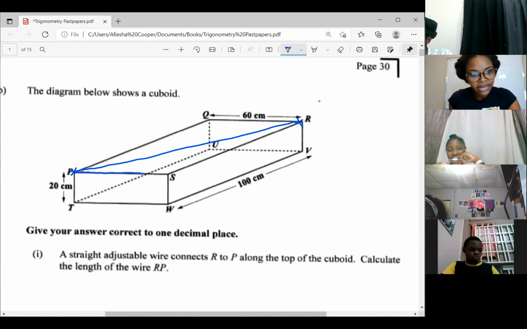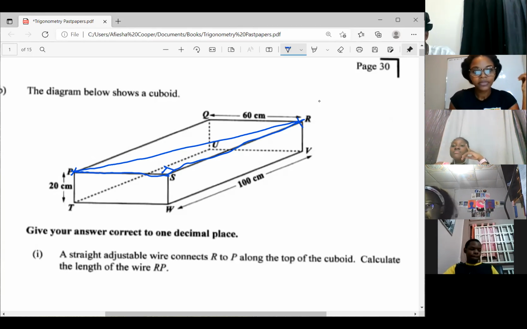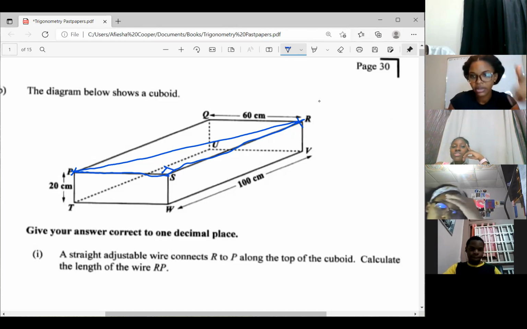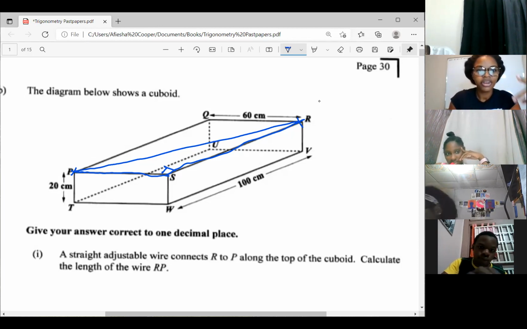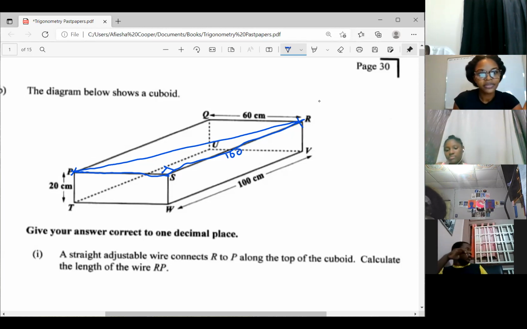So we see we have a PS and we have an SP. What shape is this here? A right angle, right? So that means we could use Pythagoras theorem. What is the length of RS? 100 centimeters. 100, right? Because WV is the same length, 100. And what about PS? 60 centimeters.